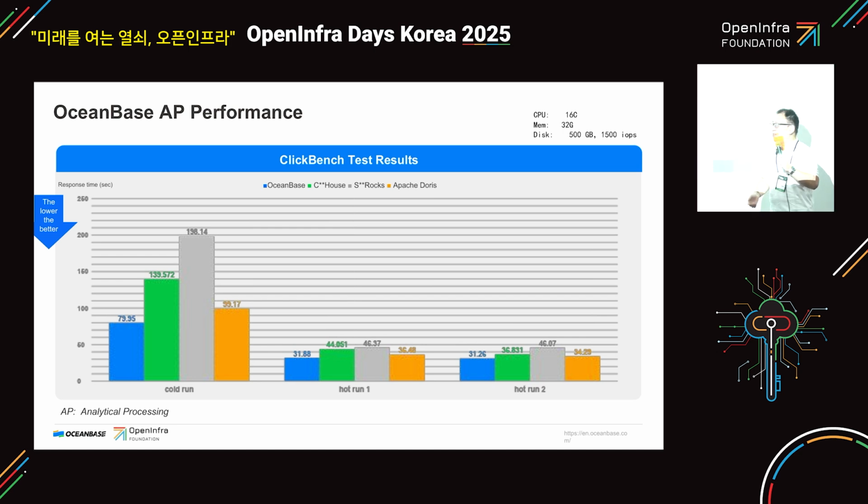Next, let's introduce OceanBase AP performance. AP means analytical processing. And we use the ClickBench test tool to compare the performance of OceanBase and other analytical databases, such as ClickHouse, StarRocks, and Doris. As the figure shows, OceanBase has the best performance for both cold run and hot run.